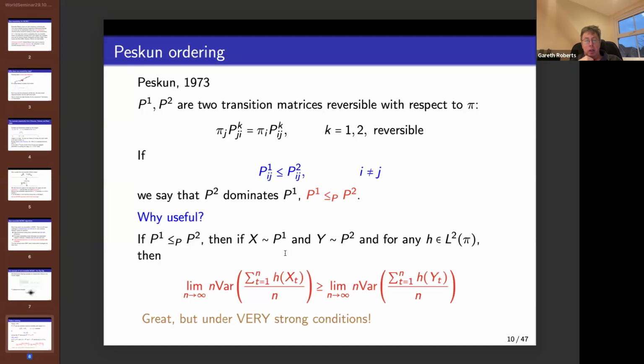No matter what functional of interest you're interested in. Now, Peskun ordering in itself doesn't seem very useful because it's a very, very strong condition to have, where P_ij^1 is less than or equal to P_ij^2 for all i not equal to j. However, it turns out that it's quite useful in many situations, and even on its own, you can actually use it.